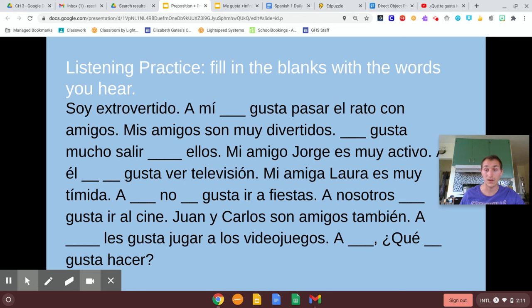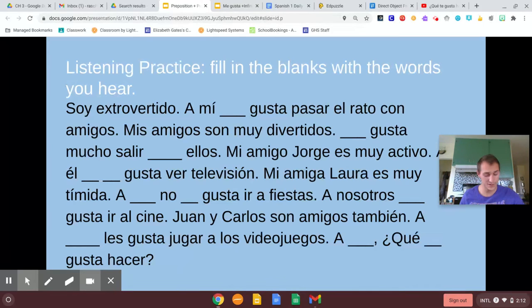All right, I'm going to read it again, and you can play this as many times as you want. Soy extrovertida. A mí me gusta pasar el rato con amigos. Mis amigos son muy divertidos. Me gusta mucho salir con ellos. Mi amigo Jorge es muy activo. A él no le gusta ver televisión. Mi amiga Laura es muy tímida. A ella no le gusta ir a fiestas. A nosotros nos gusta ir al cine. Juan y Carlos son mis amigos también. A ellos les gusta jugar a los videojuegos. ¿Y a ti? ¿Qué te gusta hacer?